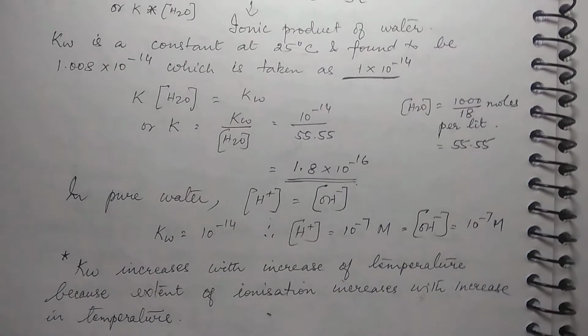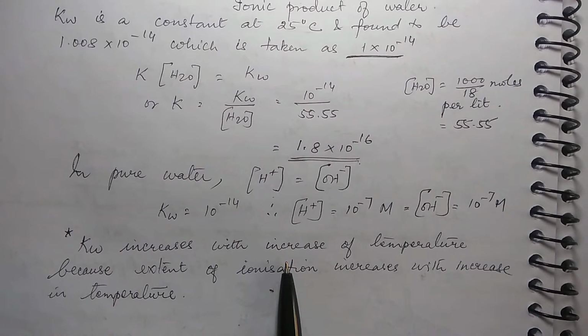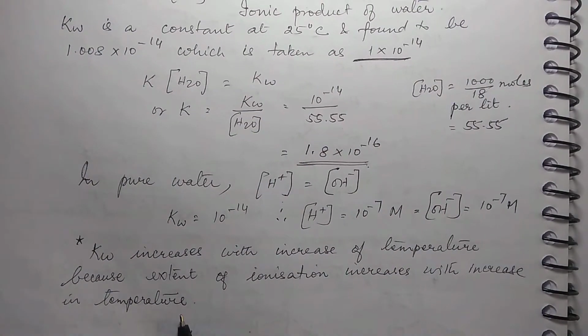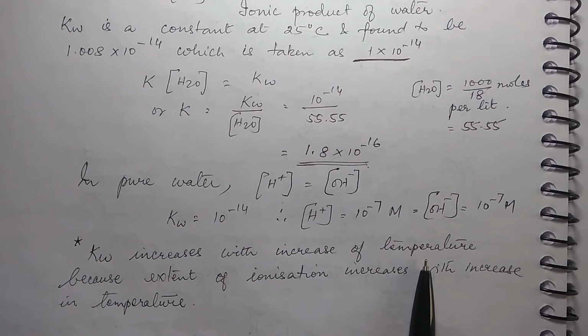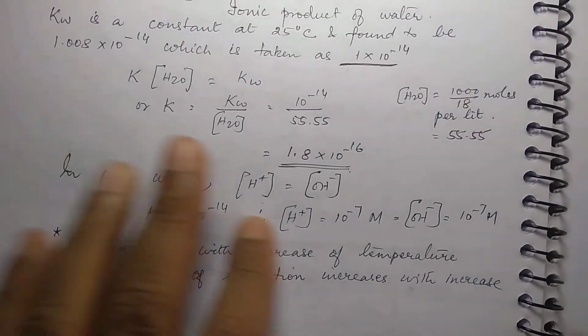And remember one thing, that Kw increases with increase of temperature, because the extent of ionization increases with increase in temperature. That is why Kw will increase with increase of temperature. Right? Okay. Now, let's come to the next topic, that is pH.